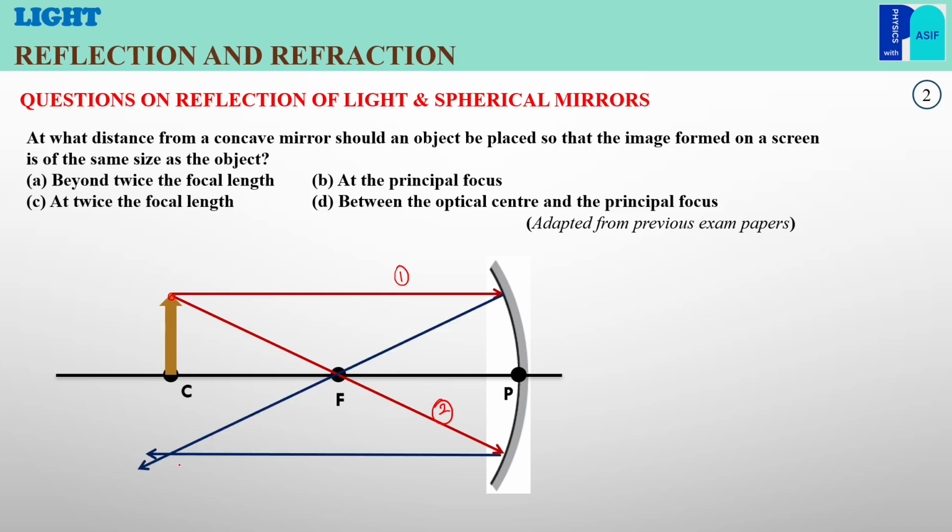This is the object point and the image point is this one. Therefore, the image that is formed is exactly at the center of curvature. The size of the image is the same as that of the object. Therefore, when the object is placed at the center of curvature, the distance of the object from the mirror will be twice the focal length. So from the given options, the answer is C, at twice the focal length.